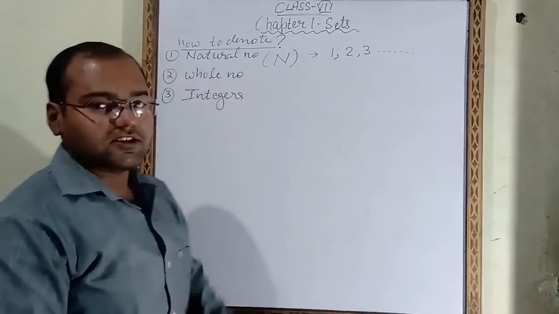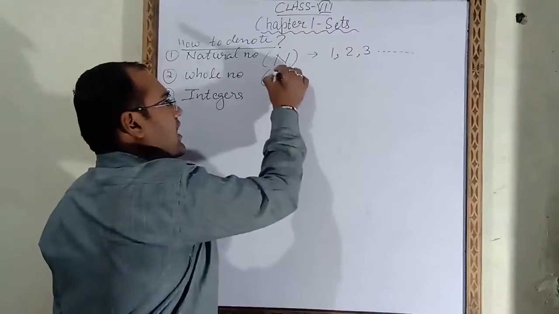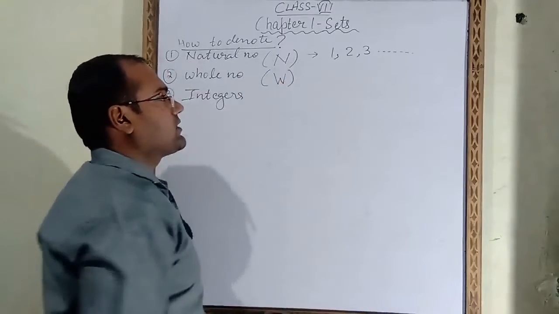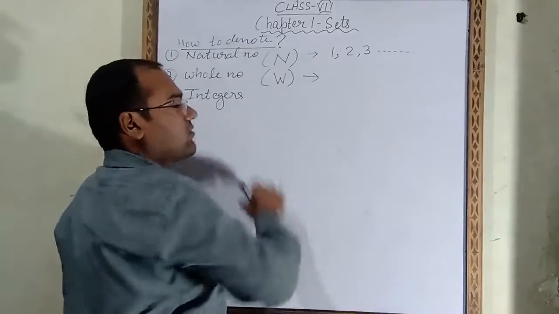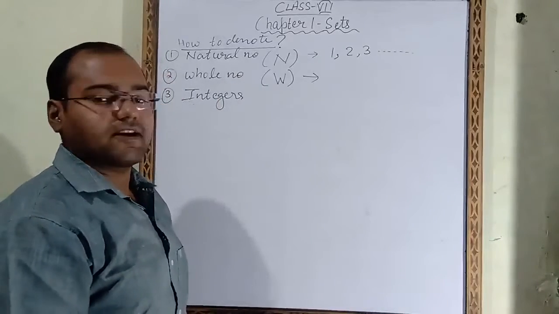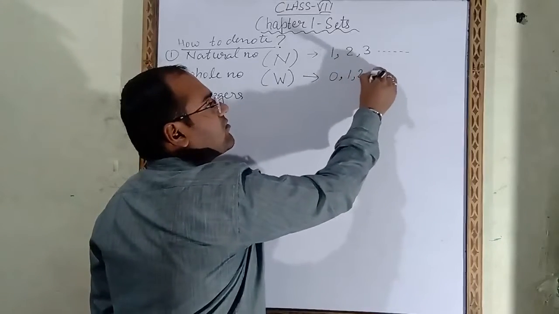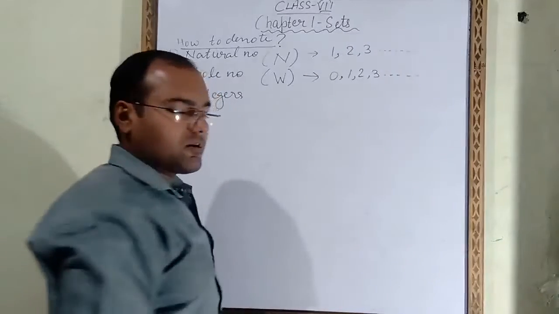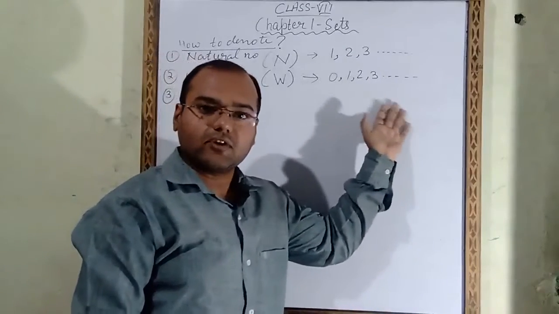Now the second one is whole numbers. To represent whole numbers, we have to use capital W. This symbol we have to use for whole numbers. So what are whole numbers? All the numbers starting from 0 come under the category of whole numbers.